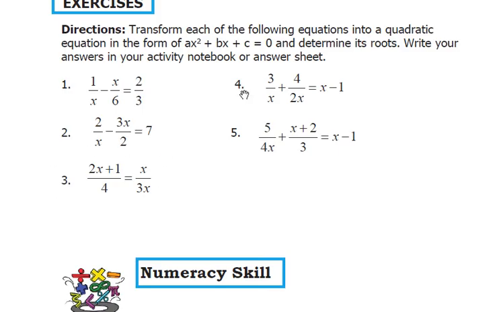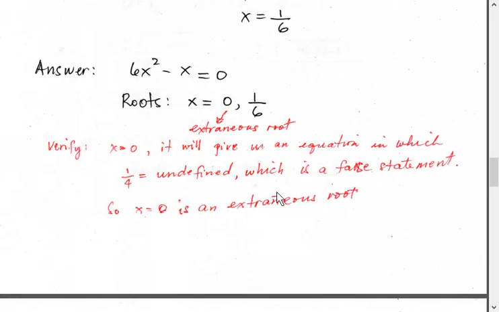Moving on to number 4, 3 over x plus 4 over 2x equals x minus 1. Solution.